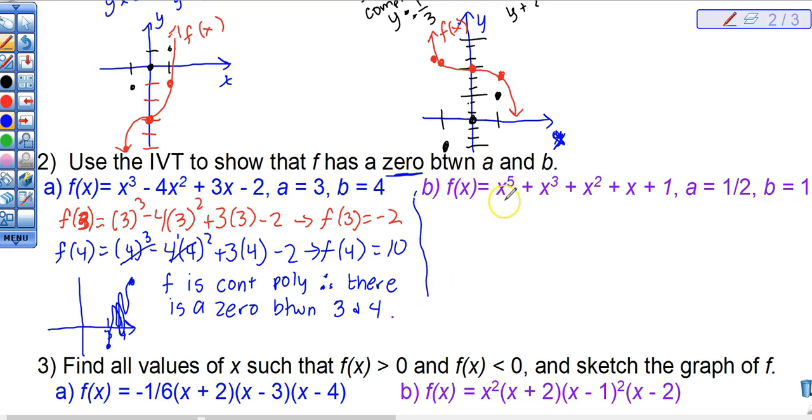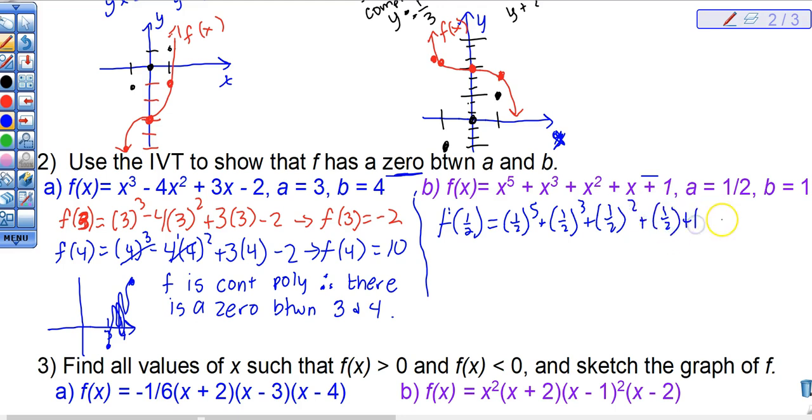So here we have another one. Is it continuous? Is it a poly? Yeah? Yep, all our exponents are positive whole numbers. There we go. So, and it's continuous because it's polynomial. So we're going to do the f of half, which is half to the 5th plus half to the 3rd plus half squared plus half plus 1. And I'll do the math for you this time.